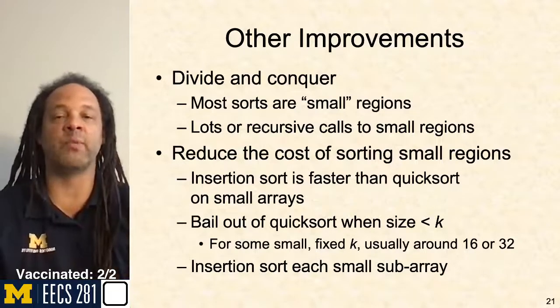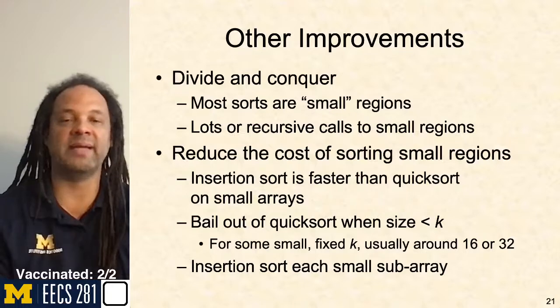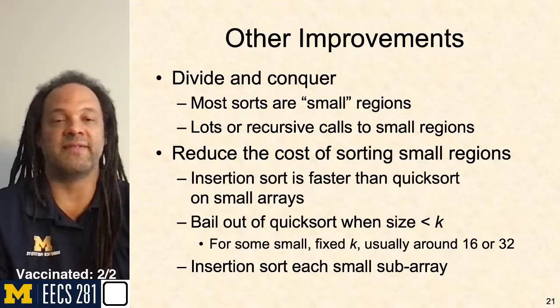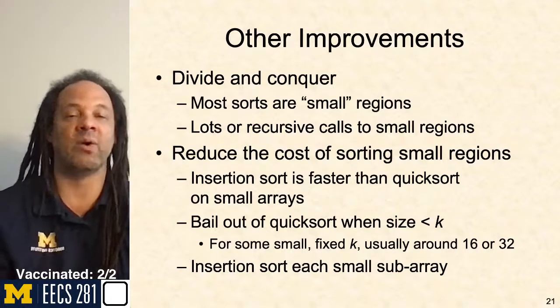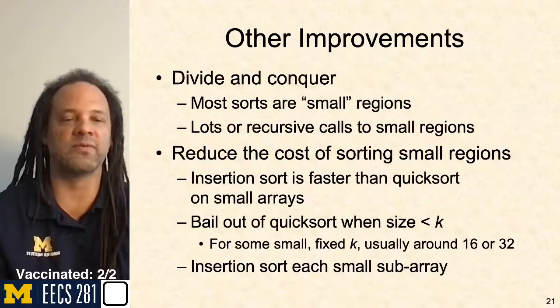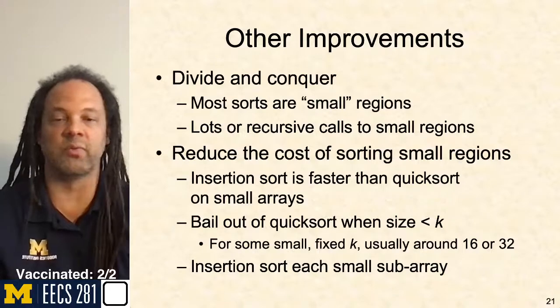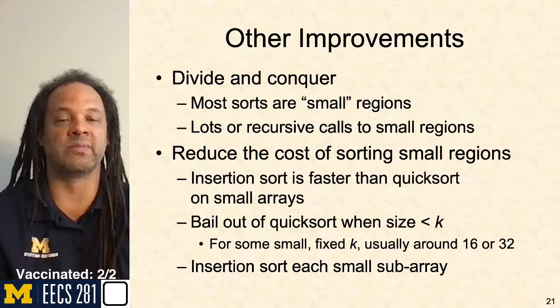Some other improvements that we can use: because divide and conquer has to go down to a base case, it has to get down to where we say, well, am I sorting a list of length 0 or a list of length 1? Because that's when I stop. Until I get down there, I don't stop. I've got a lot of recursive calls that say, sort this really short region. Sort this really short region. So we could reduce the cost of sorting these small regions.